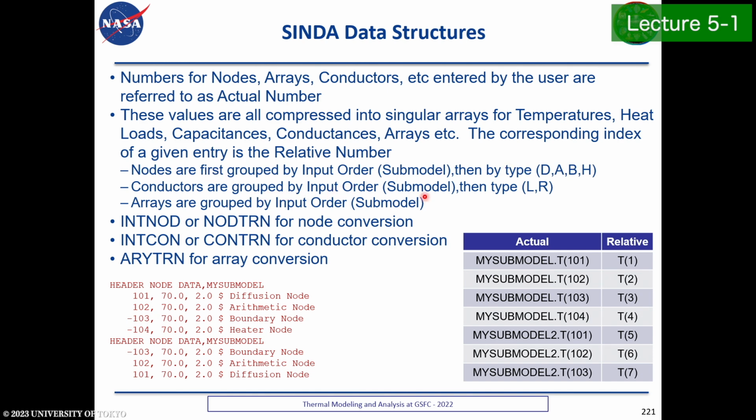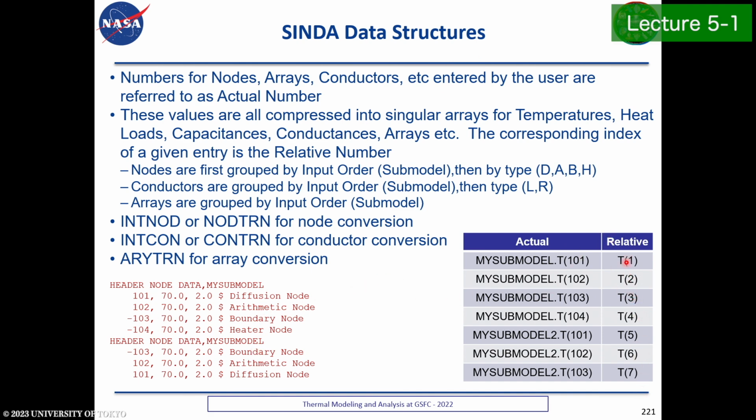Similarly for the conductors, they're grouped in the input order for submodels, and then all the linear ones, and then all the radiative ones. So even if you did linear, linear, radiative, radiative, radiative, linear, linear, radiative, radiative, it's all going to be linear, linear, linear, linear, linear, radiative, radiative, radiative, radiative. So regardless of the order that you input them, this is how it gets stored in there.